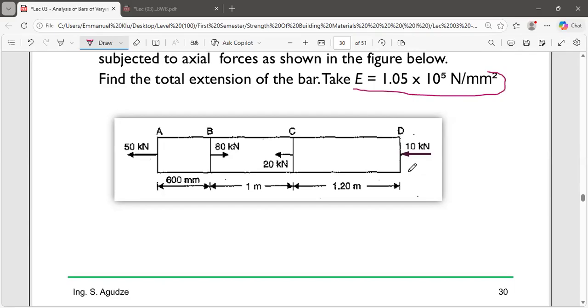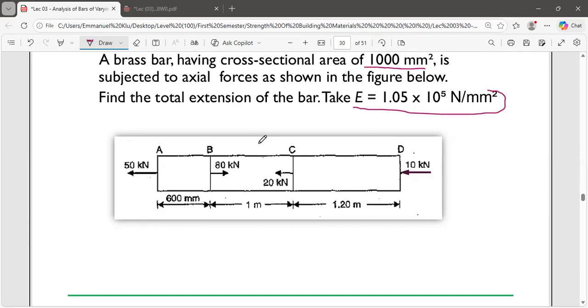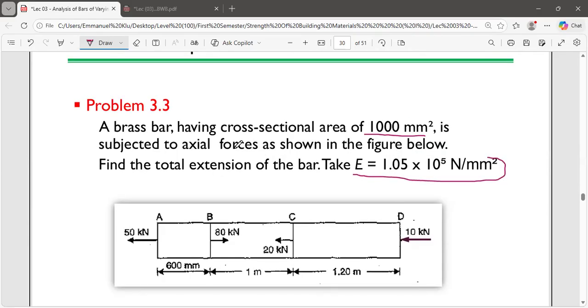Yes, please. A brass bar having a cross-sectional area of 1,000 millimeters square is subjected to axial force as shown in the figure below. Find the total extension of the bar. Take E is equal to 1.05 times 10 raised to the power 5 Newton per millimeter squared. Okay, thank you very much.